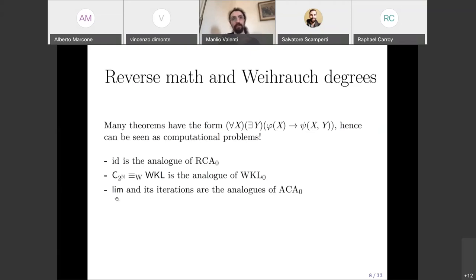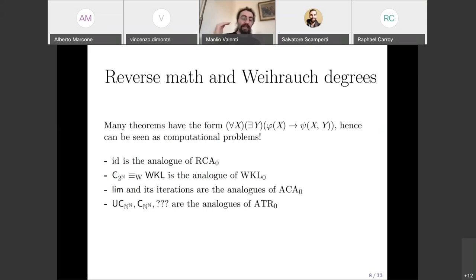The problem lim, which is the problem of finding the limit in the Baire space, and its iteration, so applying lim 1, 2, 3 times, n times, are the analogs of ACA naught, and that's just because lim sort of corresponds to the Turing jump. And that also connects to the comments I was making before about the jump in the Weihrauch lattice.